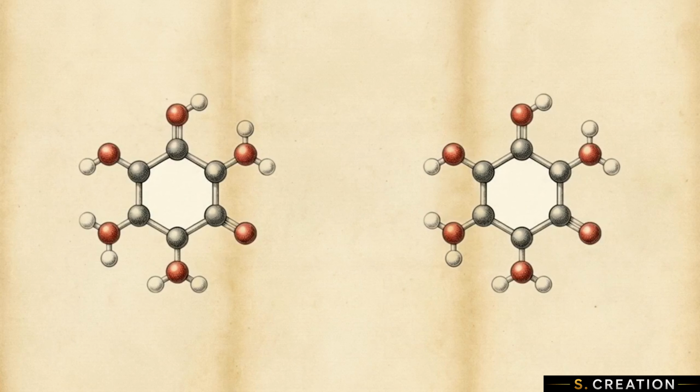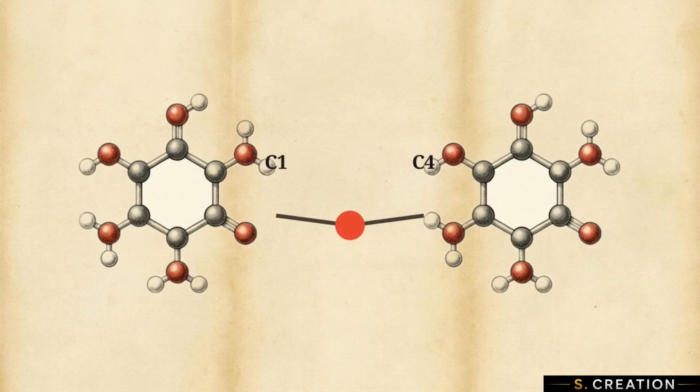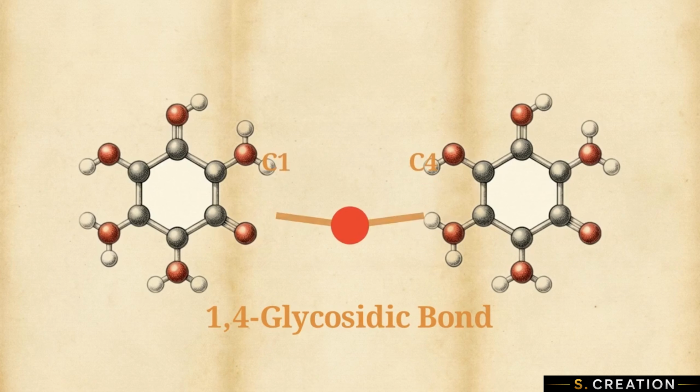Monosaccharides connect through condensation reactions. As a hydroxyl group and hydrogen detach as water, an oxygen bridge forms between rings. This is a glycosidic bond. If carbon 1 bonds to carbon 4 of the second glucose, we name it a 1,4 glycosidic bond.